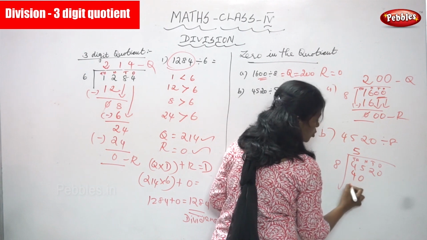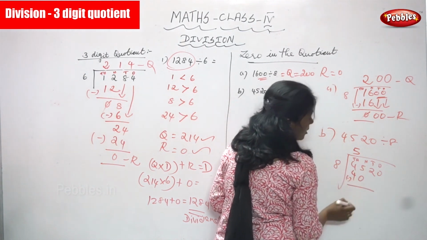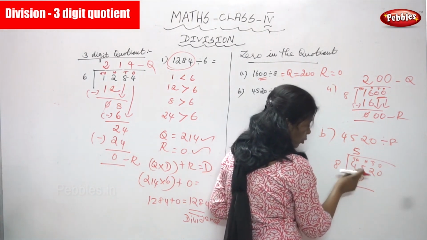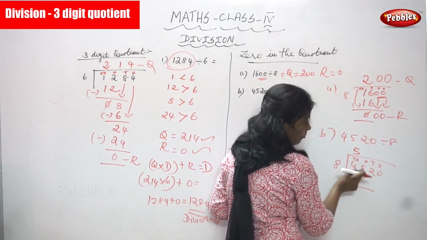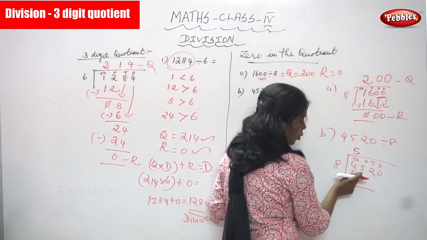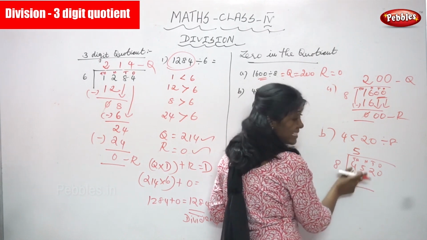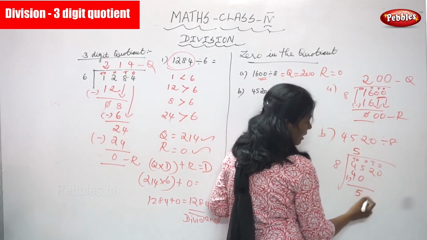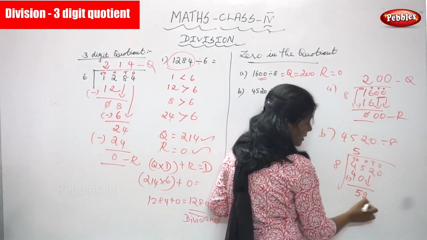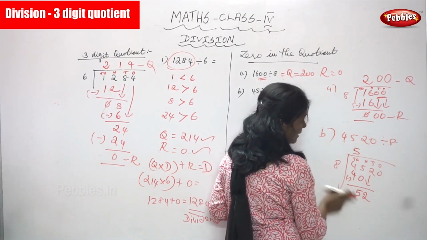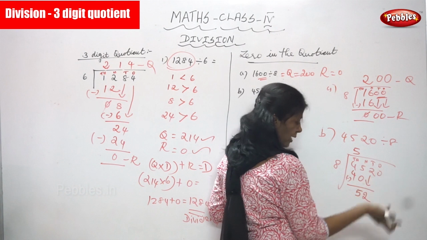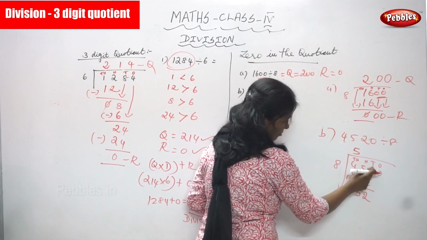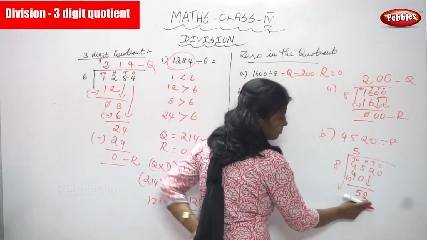The 5 you must write in the quotient place. And 45 minus 40: after the 45 you write the 40 below it. This is the value closest to 45. So 45 minus 40, you get 5. After that you bring down the next digit, 2, that is 52, because 5 is less than 8, so you can't divide. So you bring down the next, tens place value, that number is 2, so bring down the 2 here, that is 52.